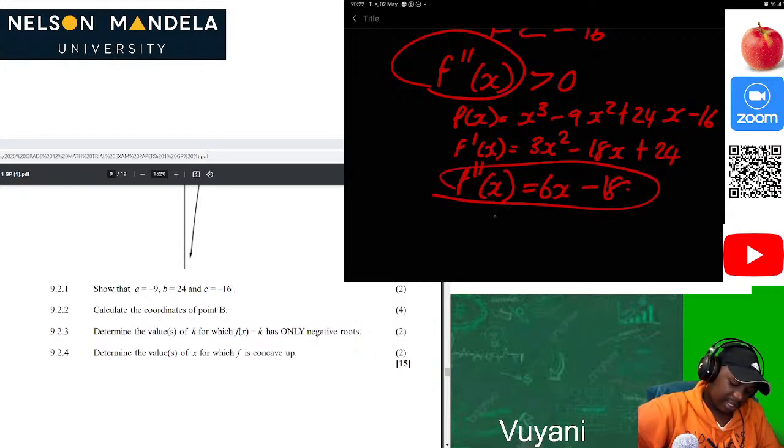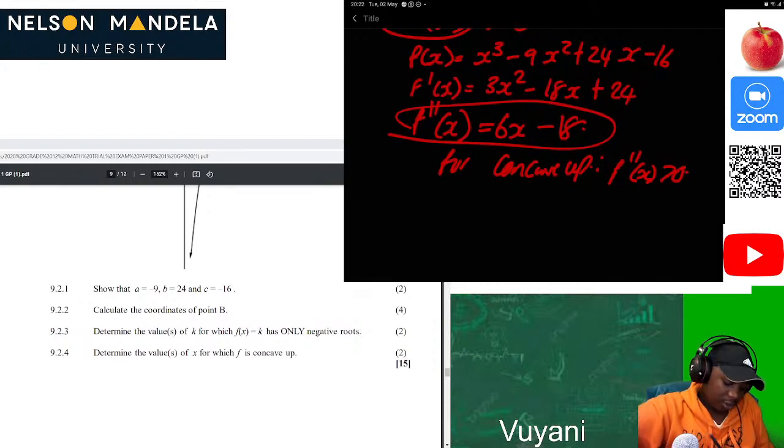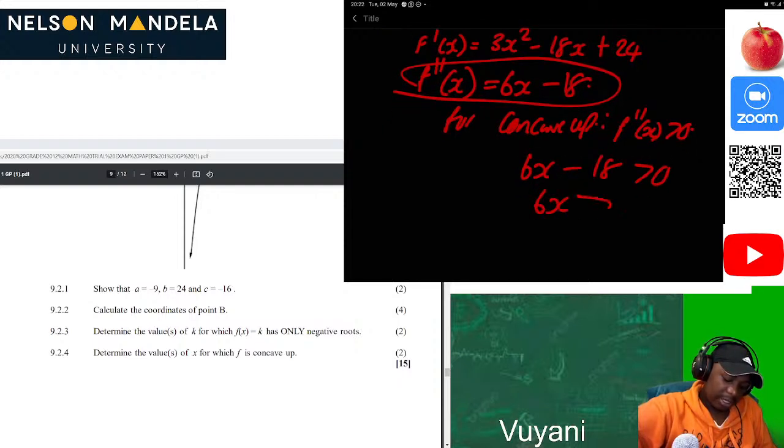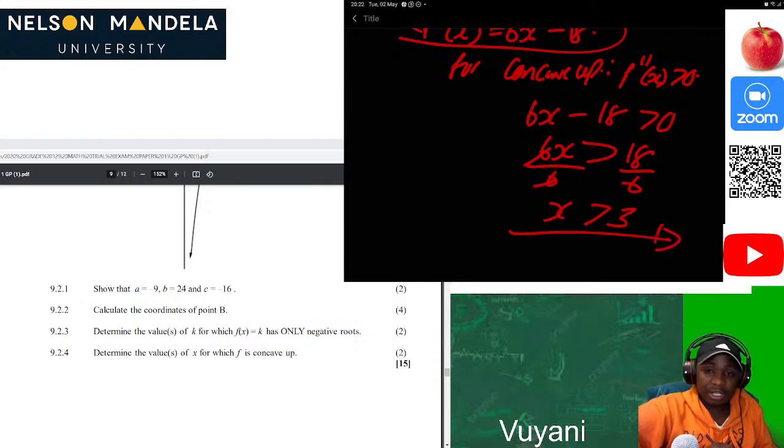Then we say that for concave up, f double prime of x should always be greater than 0. So 6x minus 18 should be greater than 0. Then 6x should be greater than 18. Divide by 6, and our x should be greater than 3. Just like that, you get your marks.